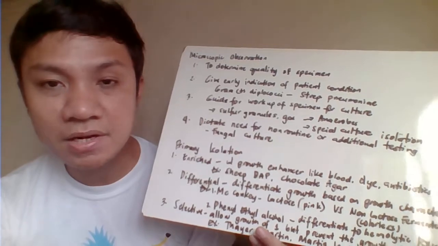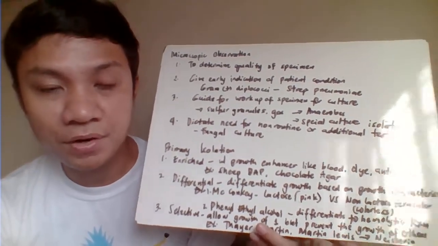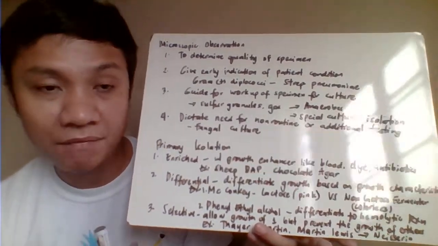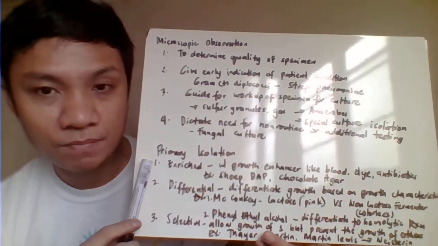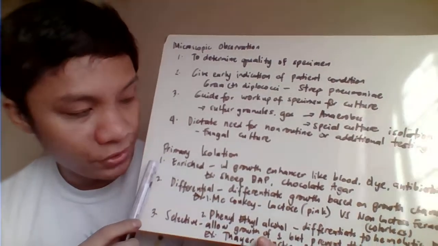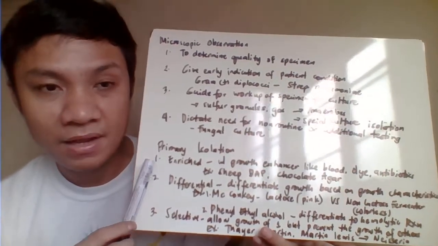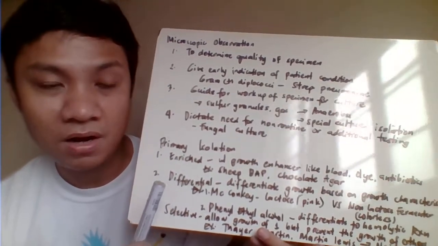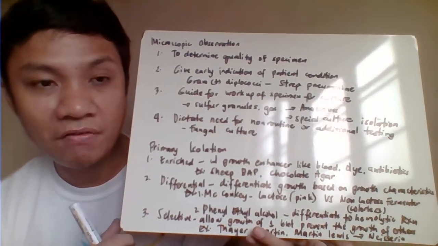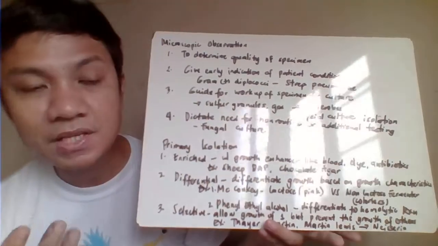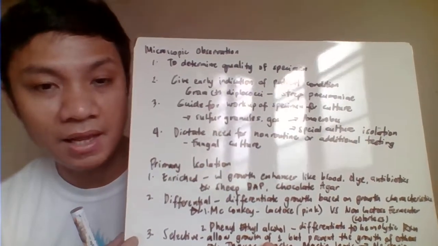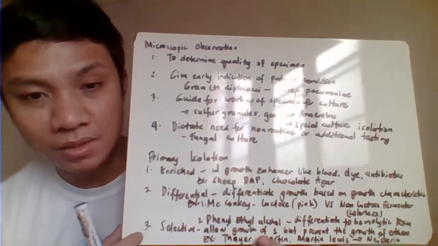Okay, then we have also here the different types of culture media, although we have a separate topic for this. The first one we have here is enriched culture media, wherein they have an additional growth enhancer for allowing the growth of fastidious organisms. Fastidious organisms here are those picky bacteria.